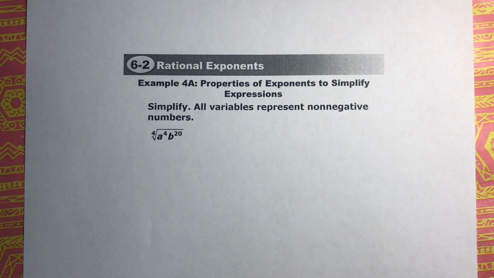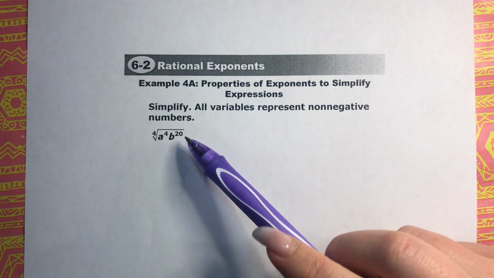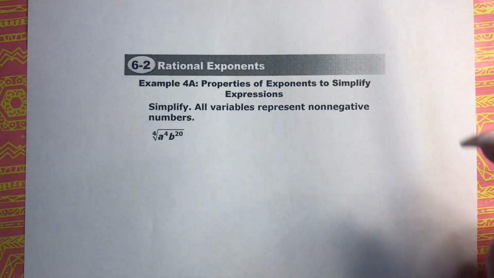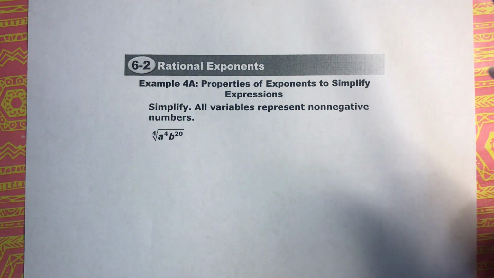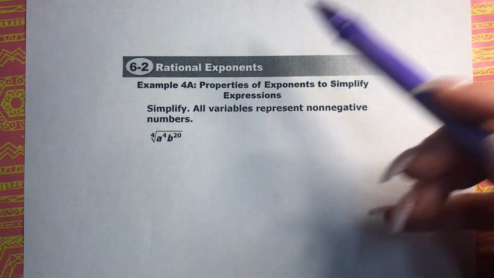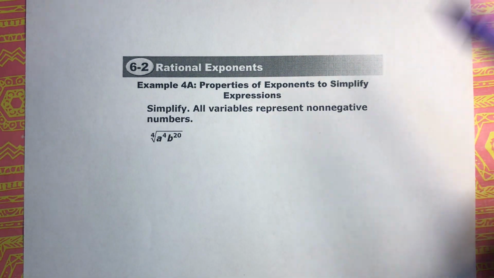All right, let's look at example 4, properties of exponents to simplify expressions. So we're supposed to simplify this expression. All variables represent non-negative numbers. All right, perfect. So when I see something like this, it's a little bit complicated, but we can do it.